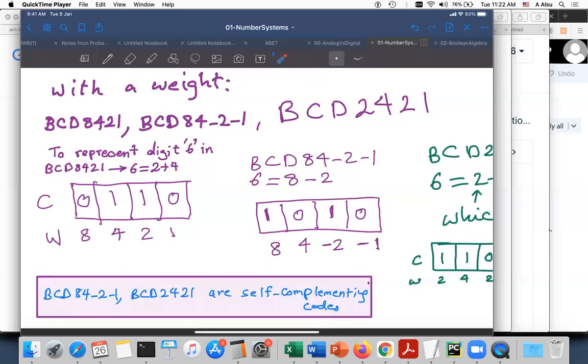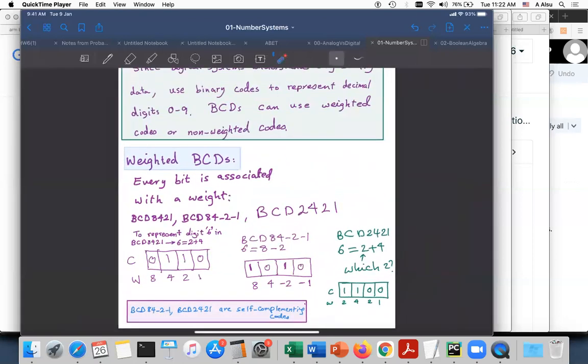This is what it means for these codes to be self-complementing codes, and this helps a lot in doing the subtraction operation. For now, do not worry about this. All I want you to know is that some codes have the feature of being self-complementing codes. These are the weighted BCDs.